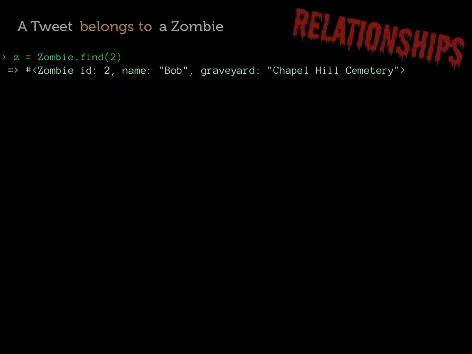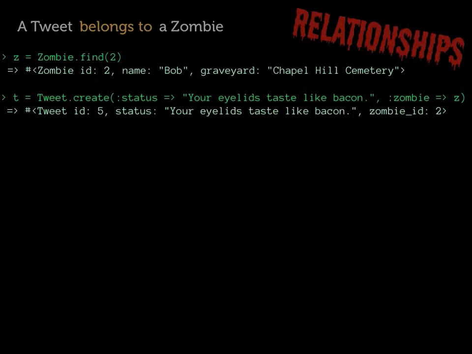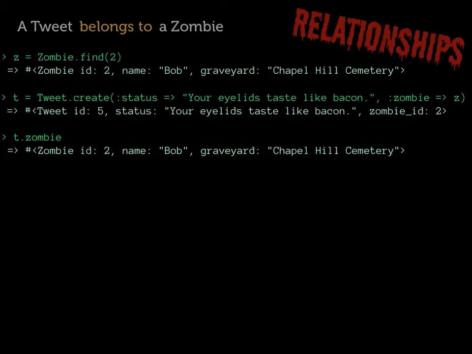So we're going to fetch a zombie. Then to create a tweet for that zombie, we're going to call Tweet.create, send in a status, and specify the zombie. You'll notice in this second line, the tweet gets saved and gets stored in the t variable. We can then call t.zombie to get back the zombie object for that tweet, and call t.zombie.name to print out the zombie that made that tweet, in this case Bob.